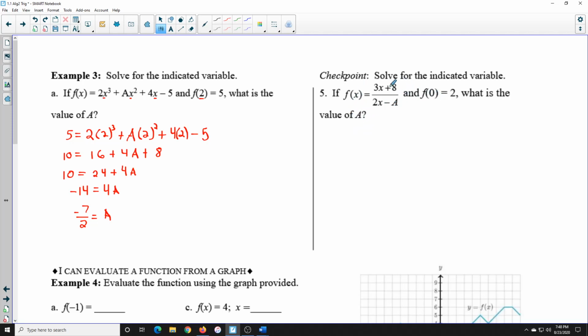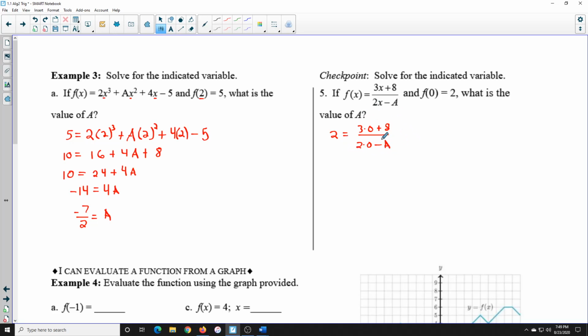So they tell us the function f, and then they say when f of 0 is 2. So when x is 0, y is 2. So we're going to plug that in. So 2 goes where f of x was. And then we plug in 0. So 3 times 0 plus 8 and 2 times 0 minus a.